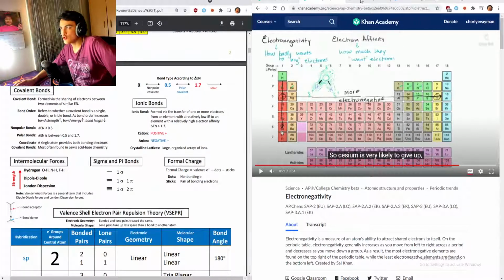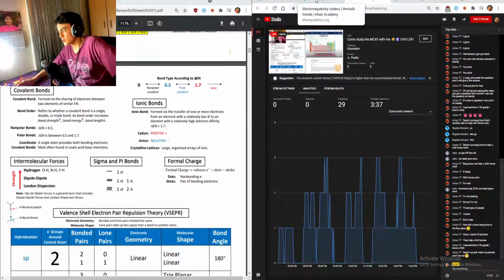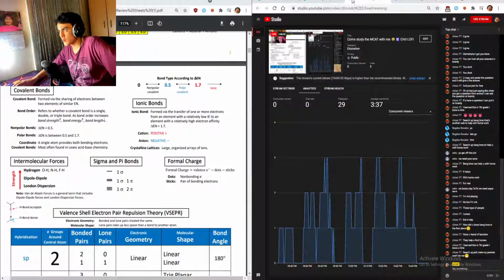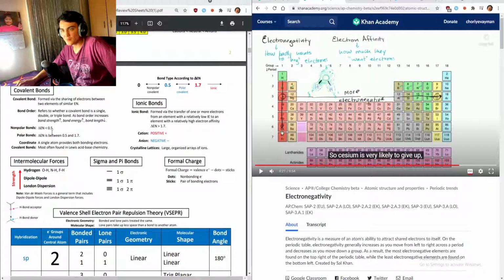Covalent bonds, we're getting to the juicy part. Covalent bonds are formed via the sharing of electrons between two elements of similar electronegativity. Covalent bonds mean actual sharing. Polar covalent bonds would have a slightly positive and a slightly negative end.